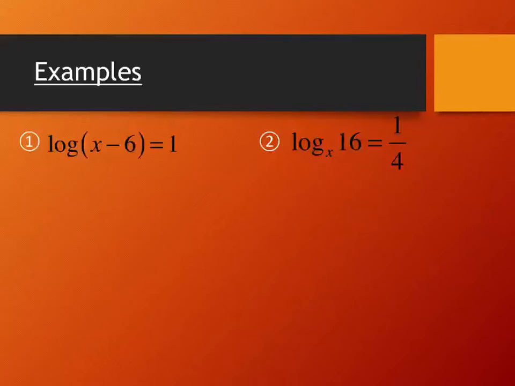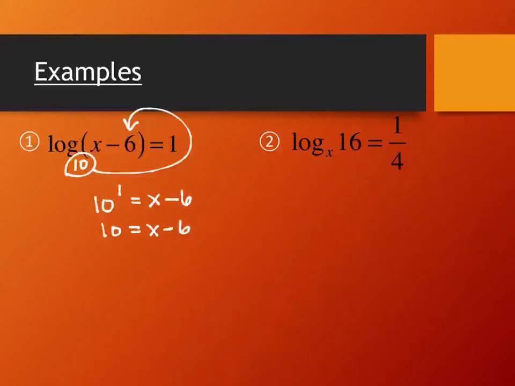So there is an understood 10 here because this is a common log. It is not already written. So it's helpful at this point, I think, to write it in so that you can circle it and draw your tail around. So our 10, going to the other side, is raised to the power of 1, and this equals x minus 6. 10 to the 1, of course, is 10. And how will I solve this for x? Plus 6. So I end up with x equaling 16.